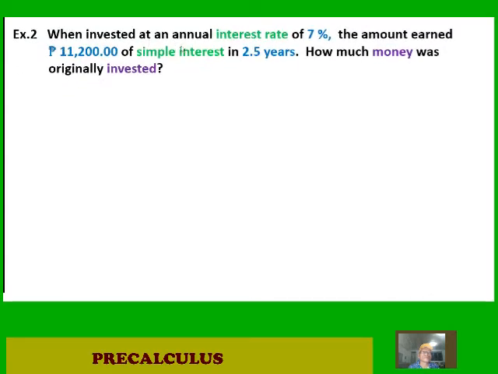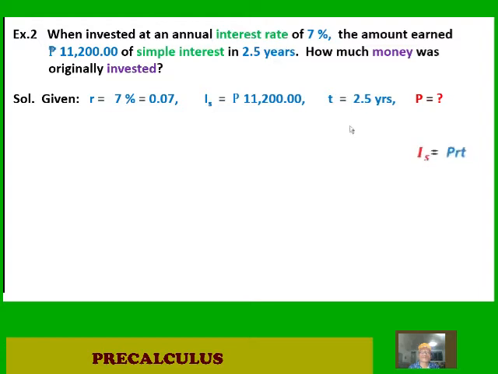Next, when invested at an annual interest rate of 7%, the amount earned is 11,200 pesos of simple interest in 2.5 years. How much money was originally invested? So this 11,200 is the interest. The interest rate is 7% or 0.07. The time is 2.5 years. It is asking for the principal P.